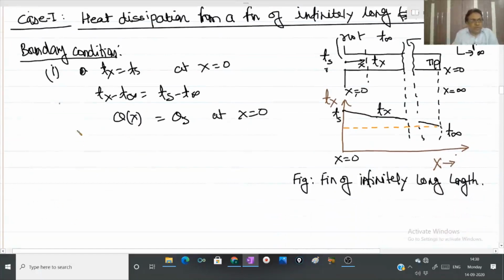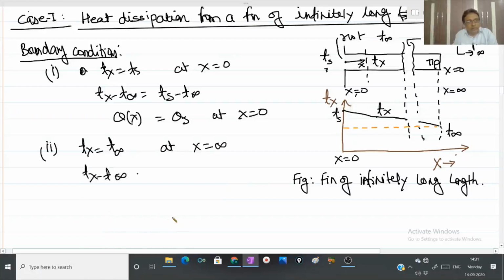The second boundary condition: the temperature of the fin will be equal to the surrounding temperature at x equal to infinity. In terms of excess temperature, I can write it as theta x will be equal to 0 at x equal to infinity, that is at the tip of the fin of infinite length.